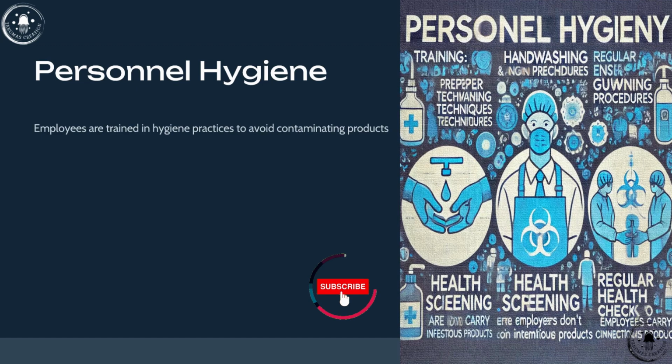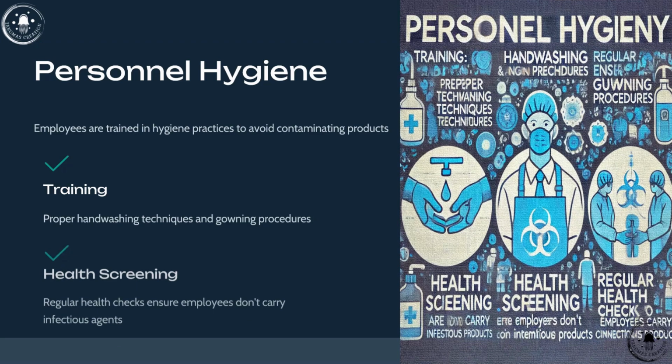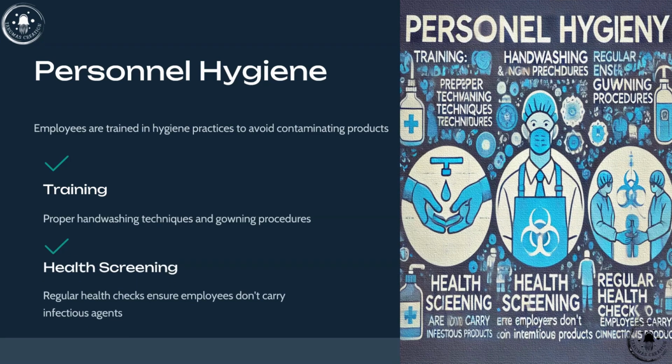Now, personal hygiene is one of the most important measures used in GMP. Two important measures in personal hygiene are training and health screening. Employees are trained in hygiene practices to avoid contaminating products with microorganisms such as Staphylococcus aureus. Regular health checks ensure that employees do not carry infectious agents to their home.